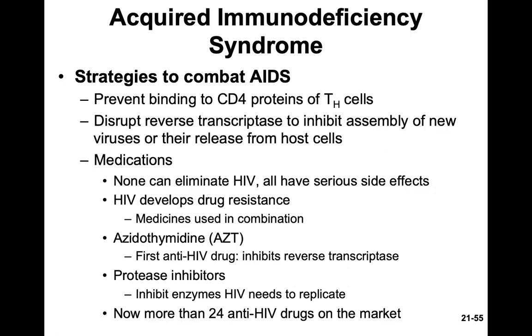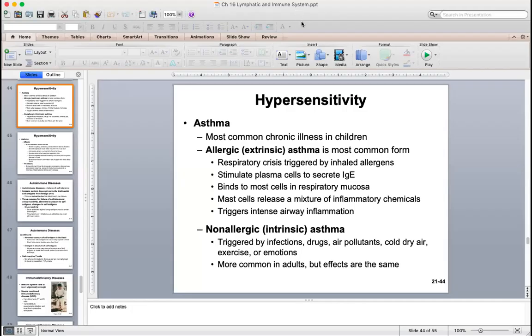So some of these medications are AZT, which was the first anti-HIV drug. This is the one that inhibits reverse transcriptase. You have your protease inhibitors. These inhibit enzymes that the HIV virus needs to replicate. And now there are many, many more HIV drugs on the market. So that is it for today. Let's talk about it in class.